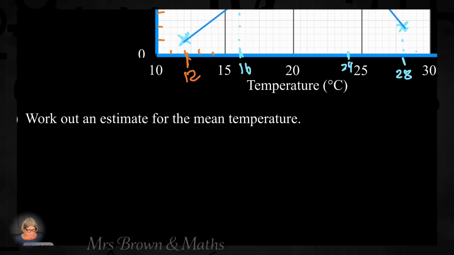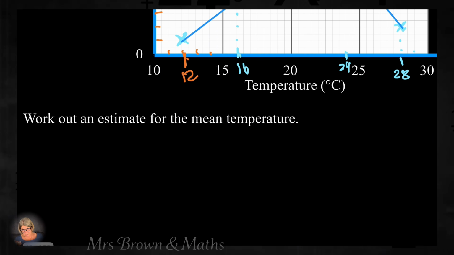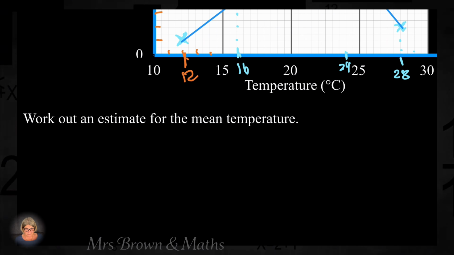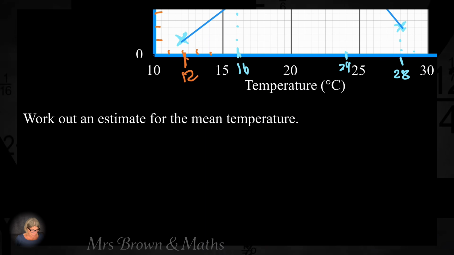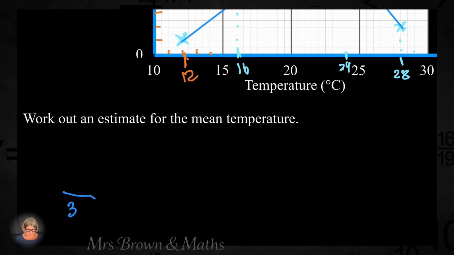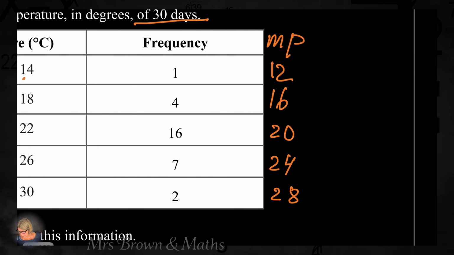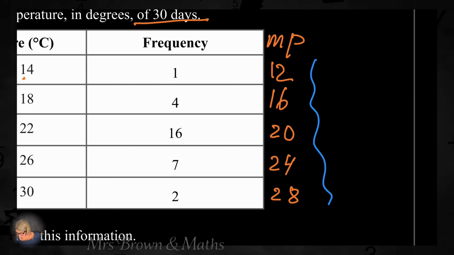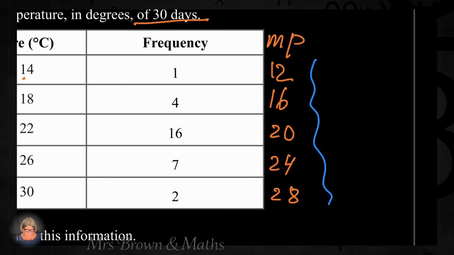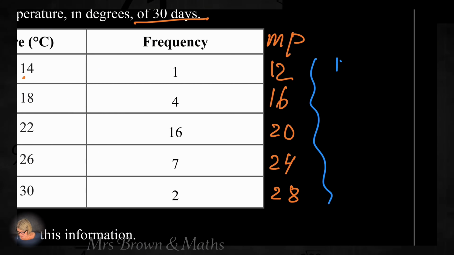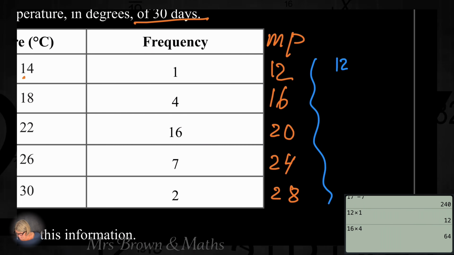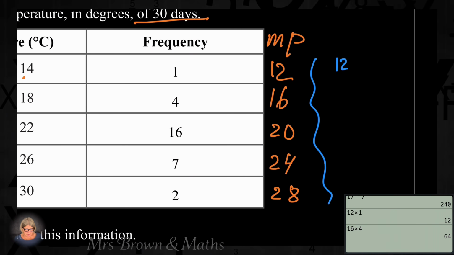Work out an estimate for the mean temperature. Mean means add together, divide by quantity. We know the quantity, 30 days, but what would be all these temperatures add together? Right, use your calculator. 12 times 1 day is 12. 16 times 4, 64.